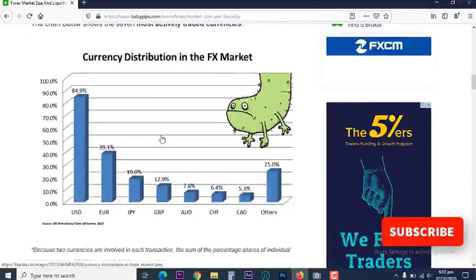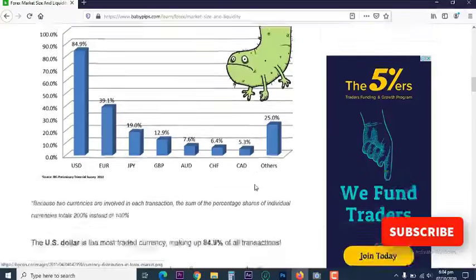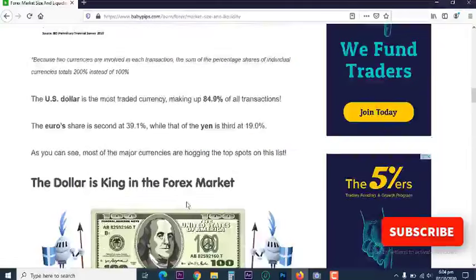And what is the currency distribution of the market like? Here it is. The USD pairs are the most traded, followed by the euro, JPY, GBP, AUD, CHF, CAD. I know you remember all of these, right? The US stands for United States and the D for dollar. And the euro is the euro, European Union, right? JPY, Japanese yen, GBP, Great Britain pound, AUD, Australian dollar, CHF stands for Swiss franc, and CAD stands for Canadian dollar. And the other currency pairs, the crosses and exotic pairs, account for 25%.